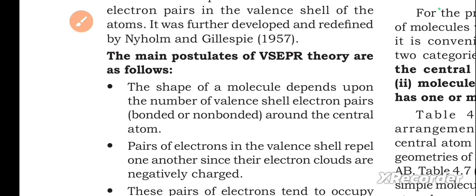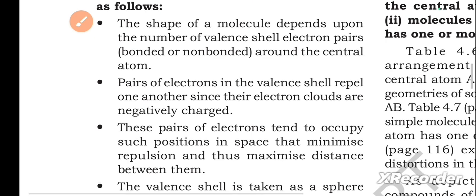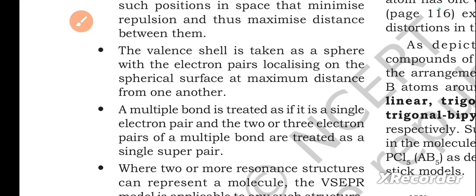The main postulates of VSEPR theory are as follows. First, the shape of a molecule depends upon the number of valence shell electron pairs, bonded or non-bonded, around the central atom. Next, pairs of electrons in the valence shell repel one another since their electron clouds are negatively charged. These pairs of electrons tend to occupy such positions in space that minimize repulsion and thus maximize distance between them. The valence shell is taken as a sphere with the electron pairs localizing on the spherical surface at maximum distance from one another.